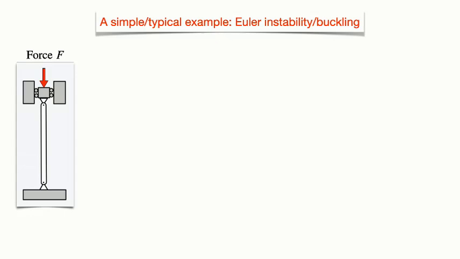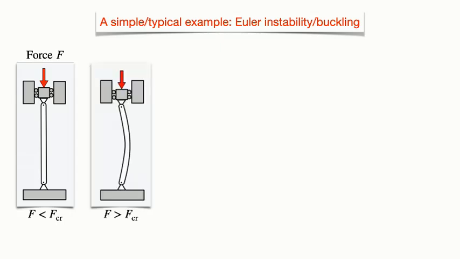As a side, there exists a critical force, F critical. When the force is less than the critical force, you will maintain the geometry. When the force is over the critical force, you will have a buckled or a bent structure.